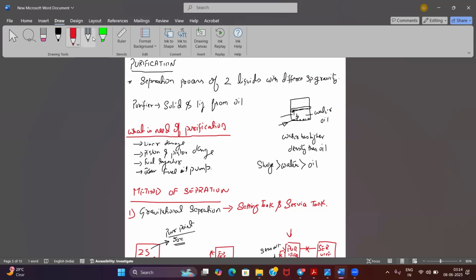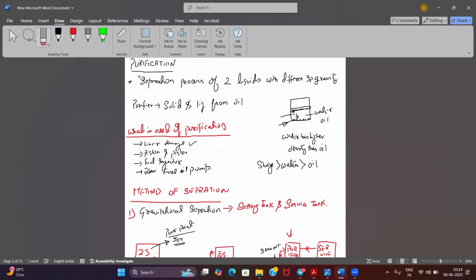Now let us say we are not giving this purification system. Then the water from the fuel oil, or the lube oil system, since lube oil purifiers we also have on board, can damage my liner. It can lead to corrosion of the liner. It will also damage my piston and piston rings, right?